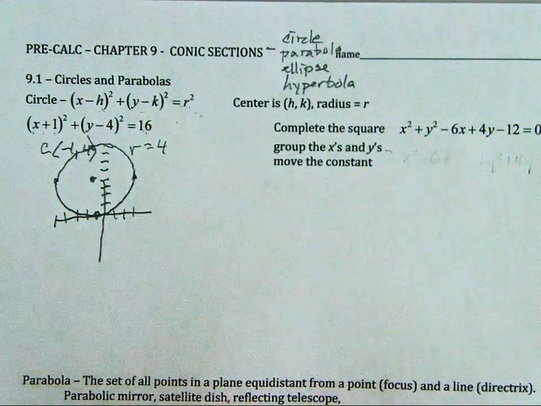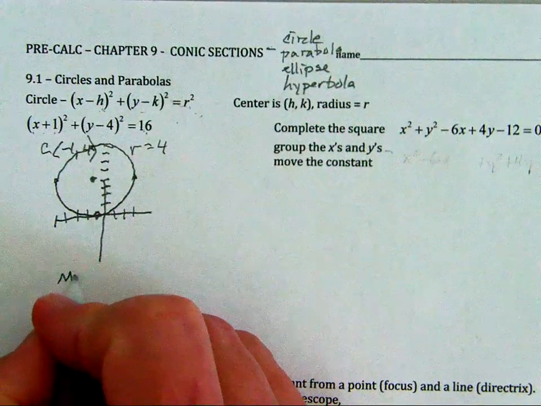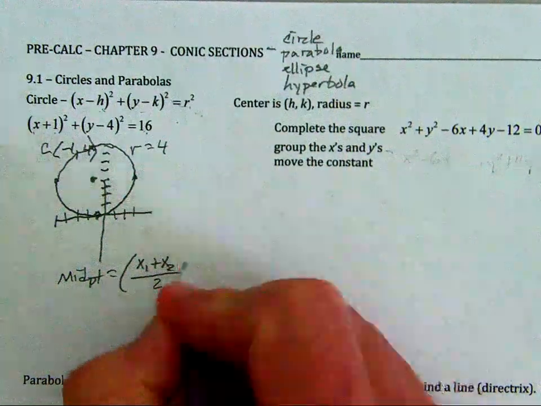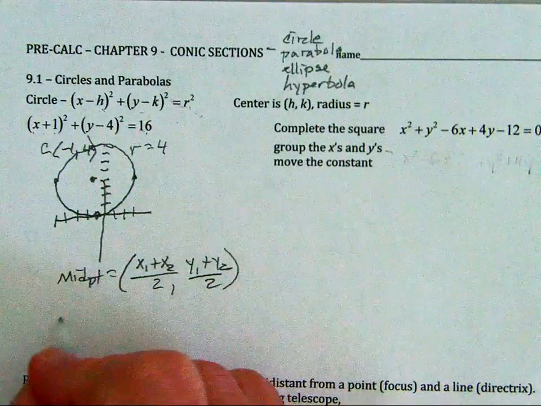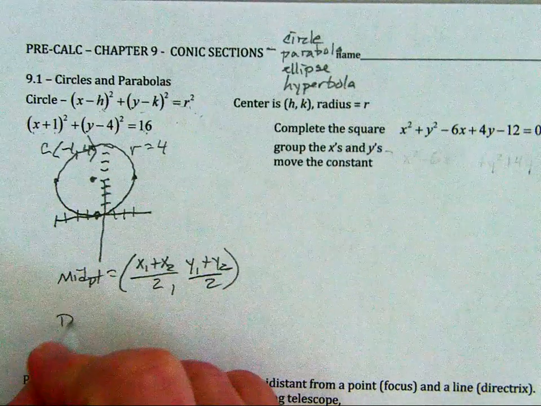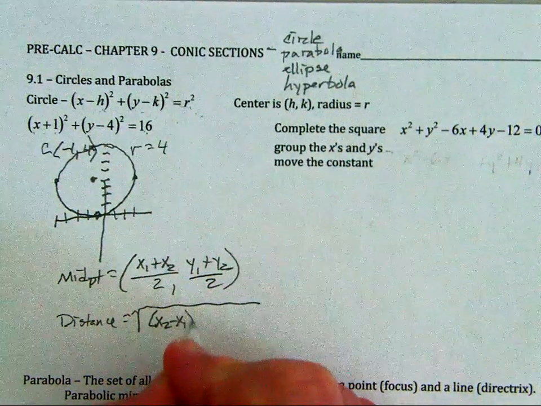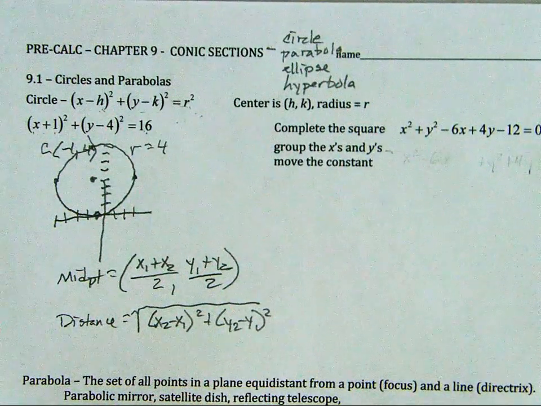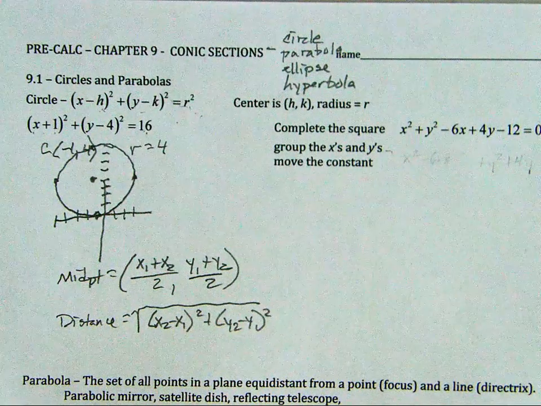A couple of other equations you might need later. Sometimes they give you the diameter of the circle and you need to find the center. Well, the center is the midpoint. If you remember the midpoint formula, you average the two x's of the endpoints of the diameter, and then you average the two y's. That'll give you the midpoint, which is the center of the circle. If you need the radius, we can use the distance formula. You find the distance between the two points. The distance formula comes from the Pythagorean theorem. It's the square root of (x2 minus x1) squared plus (y2 minus y1) squared. You may need that on some problems. If you're given the endpoints of the diameter, you can find the center with the midpoint formula, and you can find the radius by finding the diameter using the distance formula and then taking half of it.